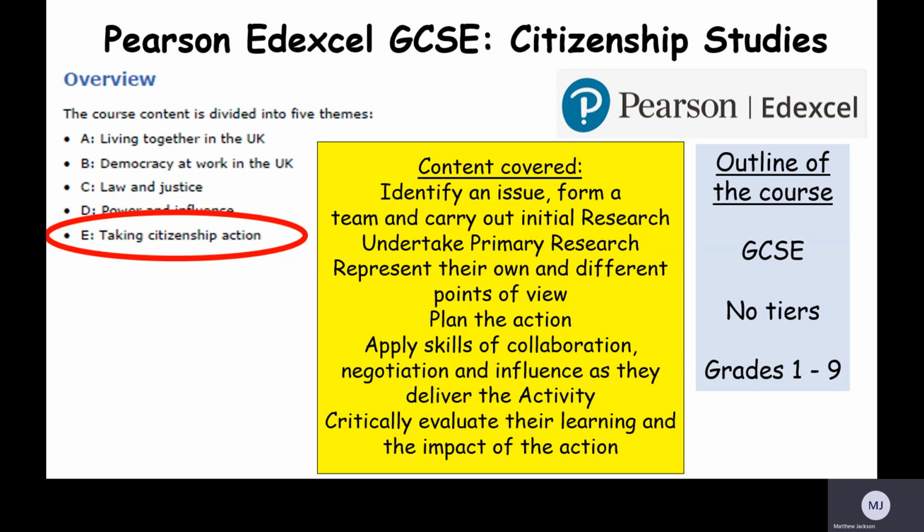So very much like scientific work, they have to find an issue that they're passionate about. For instance, litter picking was the one that my year 11s did a few years ago.